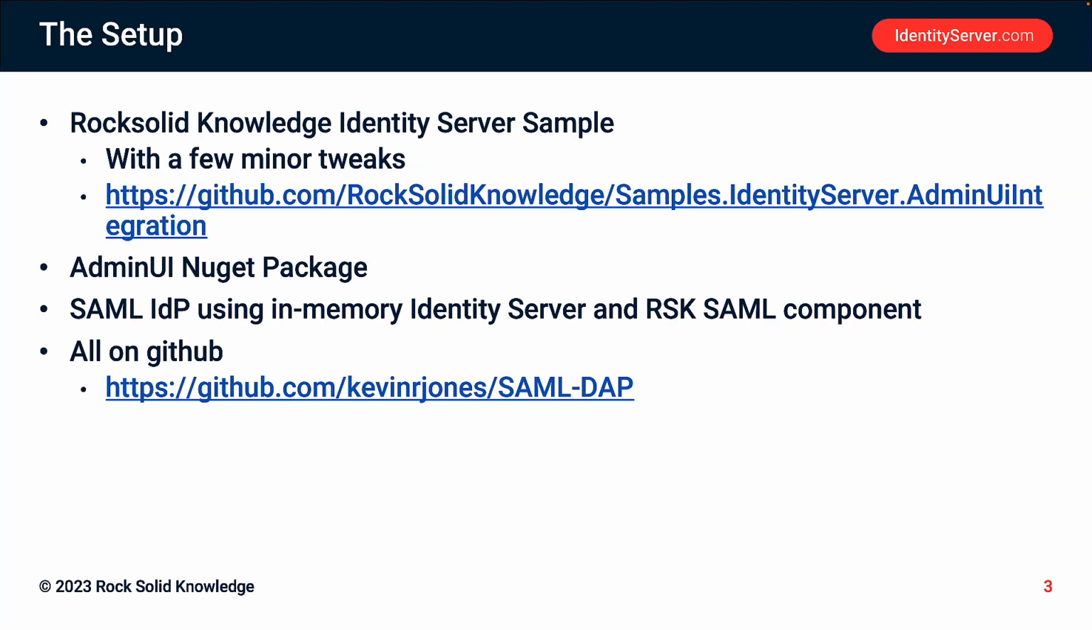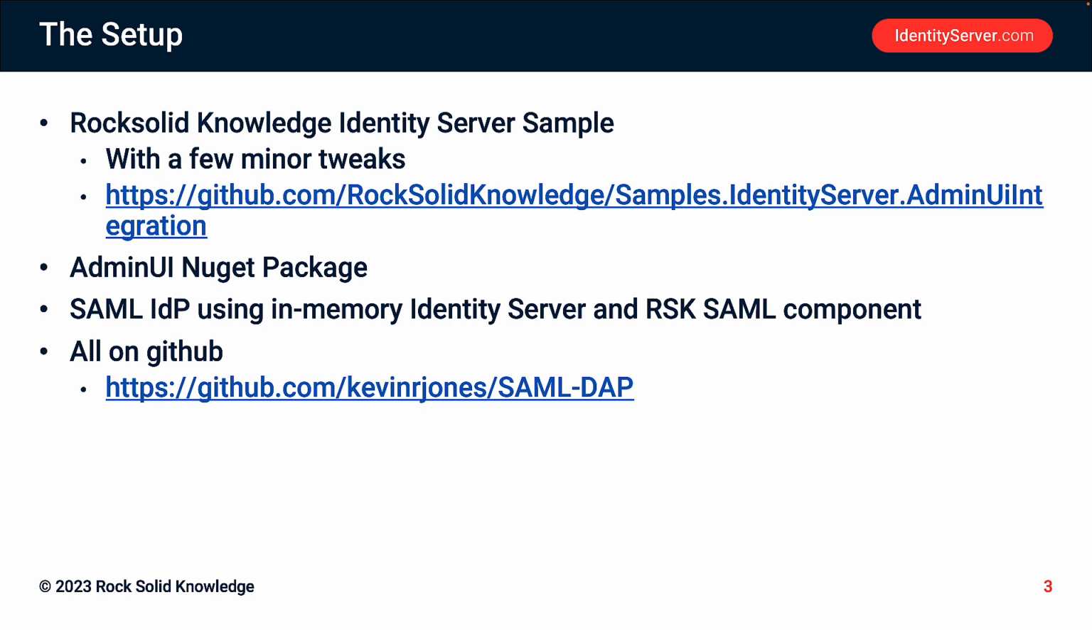Now, for this demonstration, we'll have 3 applications running, and it's important that we understand what these things do. We'll have an instance of IdentityServer running, and essentially I'm using the Rock Solid Knowledge IdentityServer sample. If you want to grab the sample as is, you can get it from this GitHub location here. I've also created an MVC application using the AdminUI NuGet package, and that provides the AdminUI instance.